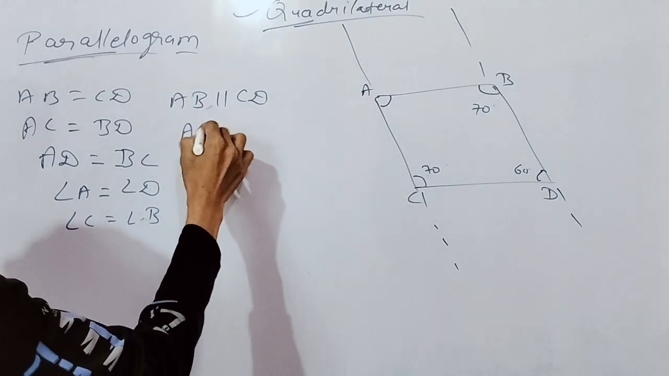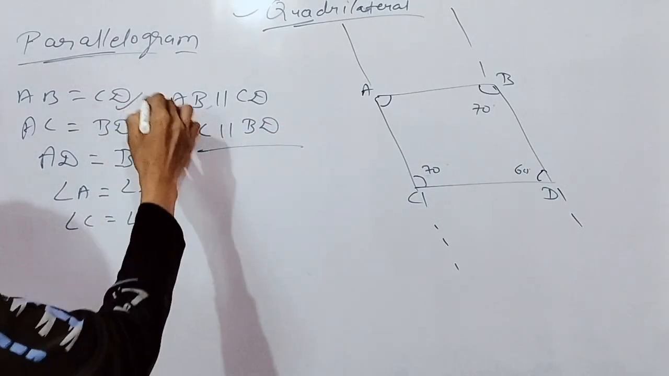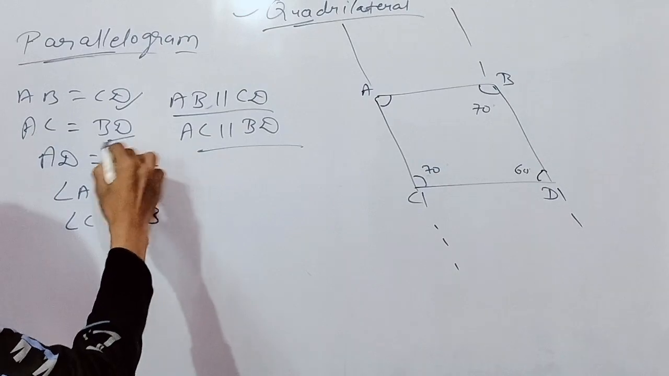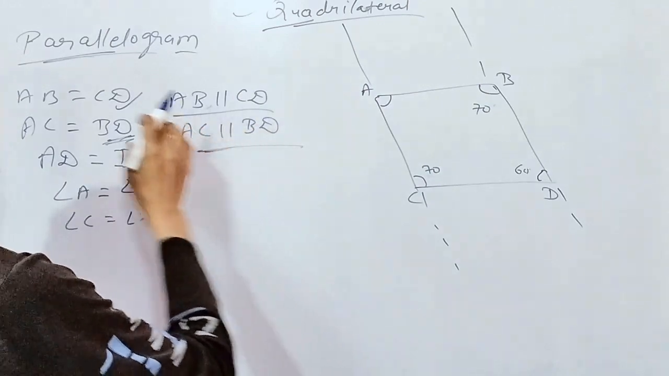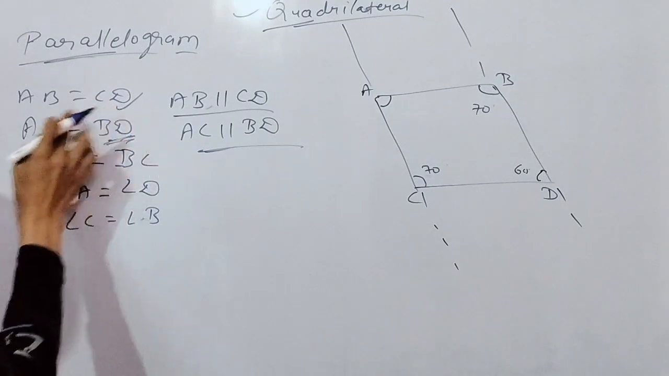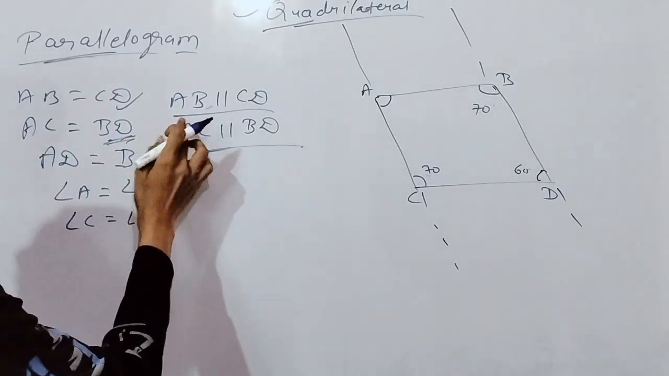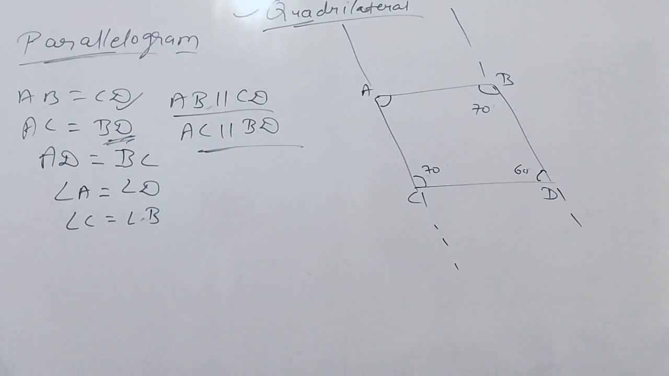Now, AC is parallel to BD. You can write this like this, because it is clearly telling you that the measure of this is equal to this. Measure of this is equal to this. But it is telling you AB is parallel to CD, and AC is parallel to BD. This is what this is telling you.